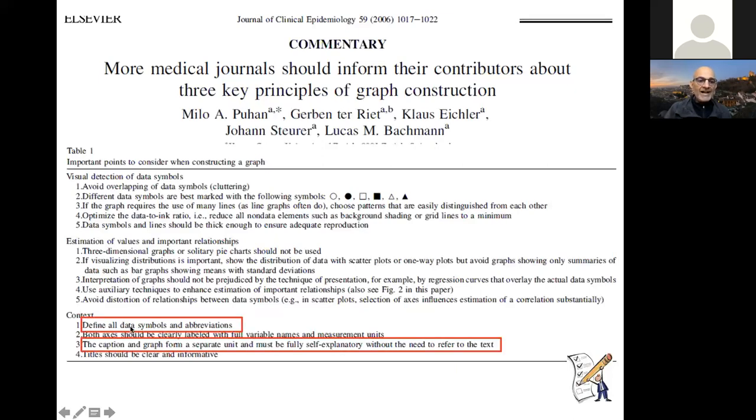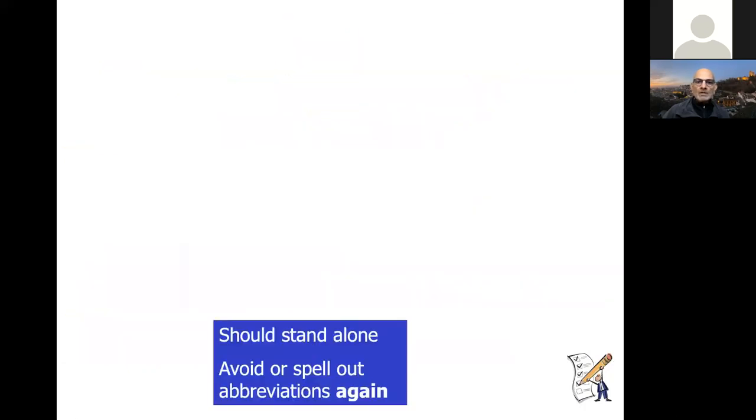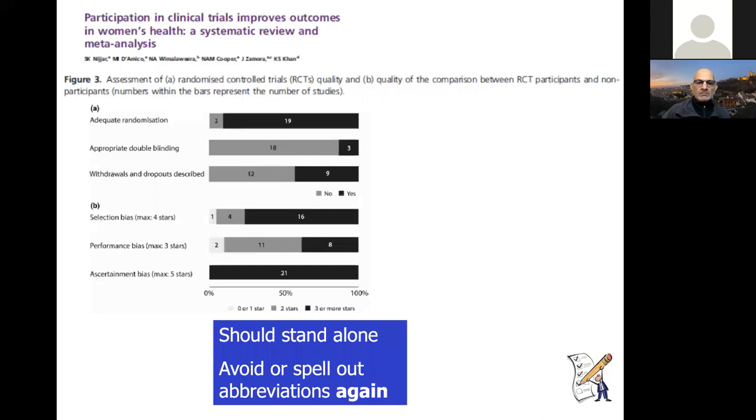The key thing is you need to define all the data symbols and abbreviations. It should be self-explanatory. Here is a specific piece of advice: three-dimensional graphs should be avoided. This advice is based on published science, which shows that three-dimensional graphs are not easily understood by human beings. So a graph should be standalone, and you should spell out all the abbreviations. For example, in this graph of a systematic review, you can see that randomized trials are spelled out in short form as RCT, so that when the word RCT is used again, it can be readily seen within the graph what this means.